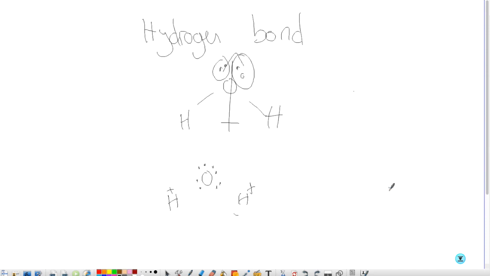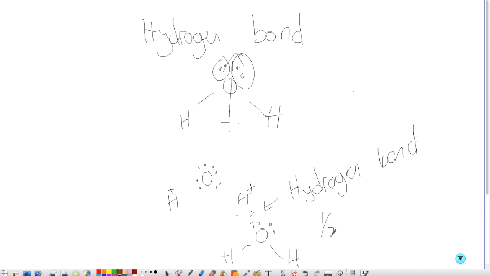So what you can do is you can actually get a lone pair that recognizes this hydrogen, and you can form a kind of bond here. So this hydrogen can share those electrons with this oxygen or with this oxygen. So you get these huge networks, okay? And this is called a hydrogen bond. And it's about half as strong as a covalent bond, which means it's very strong.